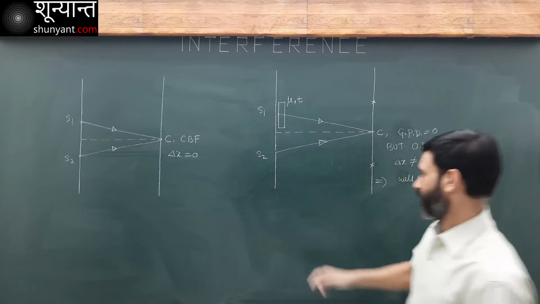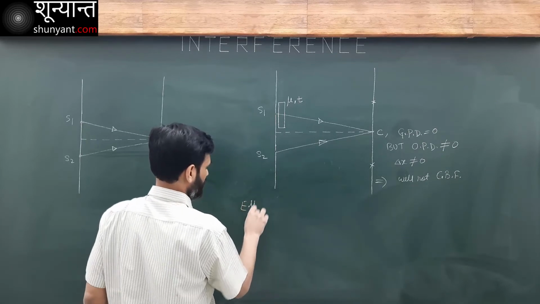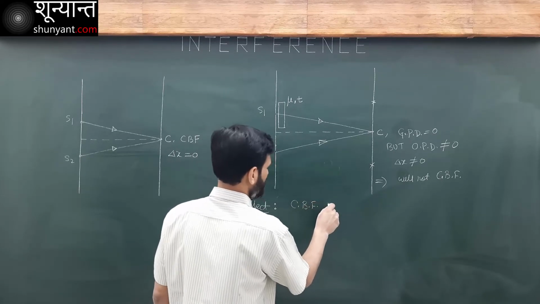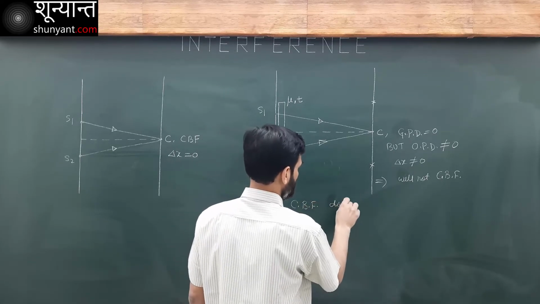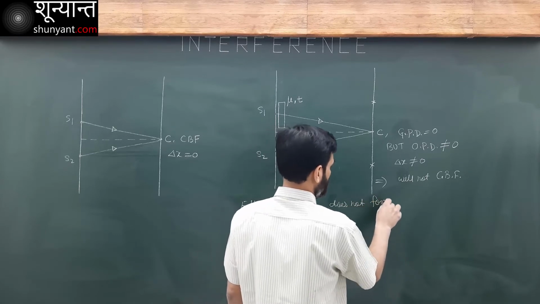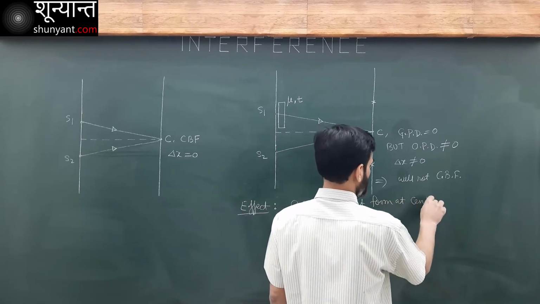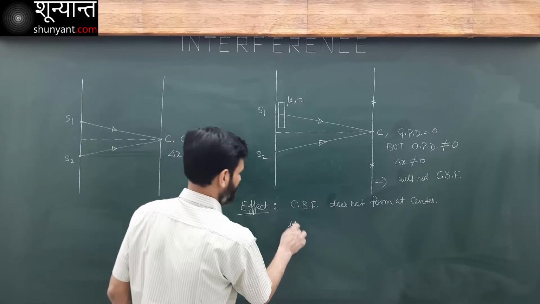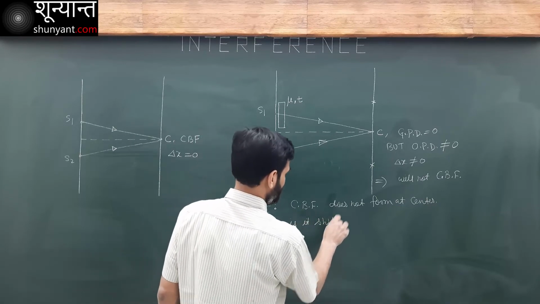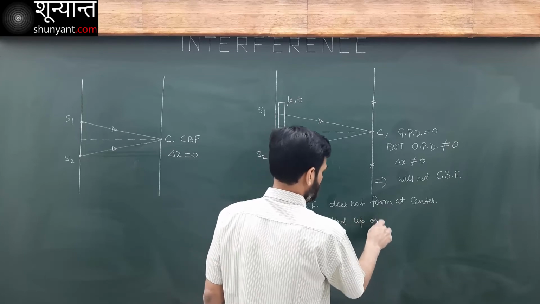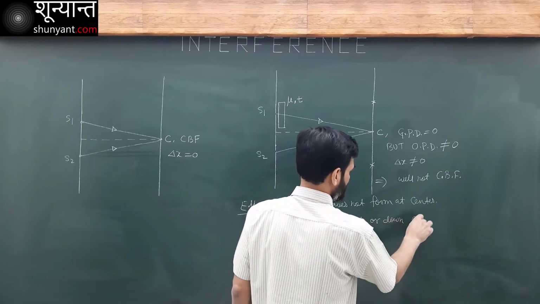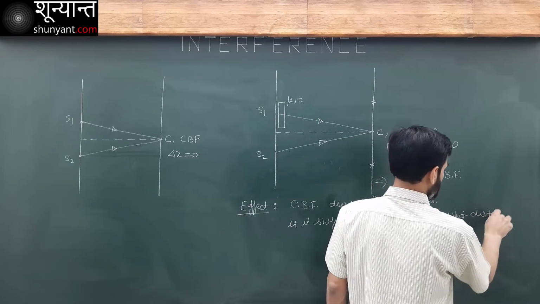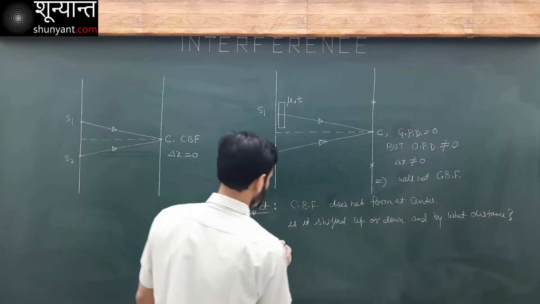What is the effect? The central bright fringe does not form at the center. Then where does it go? Is it shifted up or down? And by what distance? What is the answer to this?